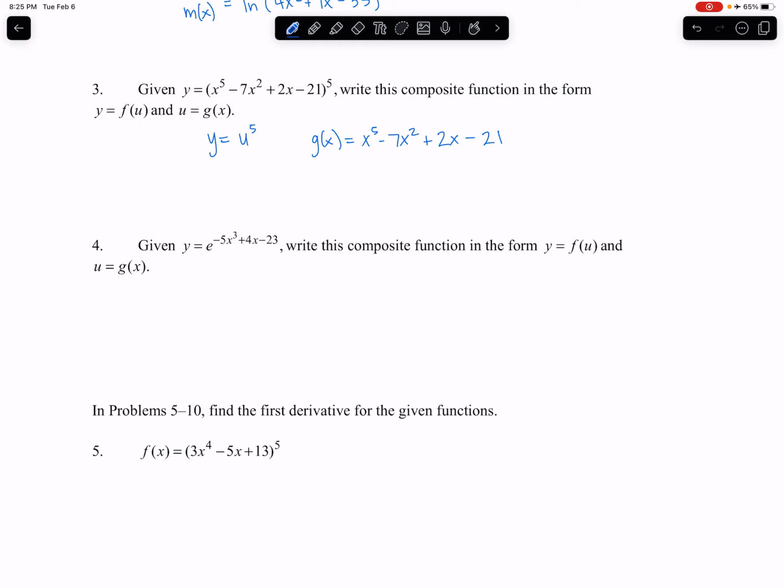Here we have y equals e to the negative 5x cubed plus 4x minus 23. So our y function is e to the u power. And our u is negative 5x cubed plus 4x minus 23.